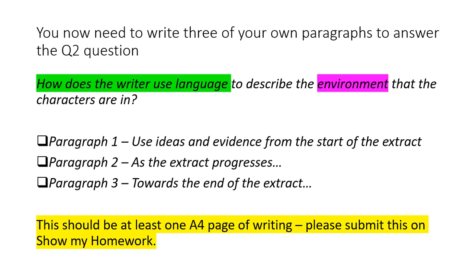What we did was plan 3 paragraphs, one from the beginning, one from the middle, and one from the end, where we talk about how the writer is using language to describe the environment that the characters are in. So I am going to do basically a first paragraph here, very similar to the way you did at home.